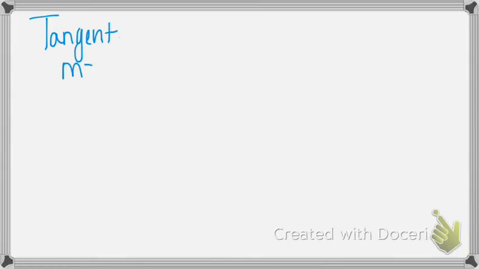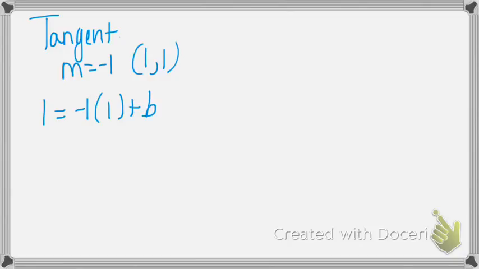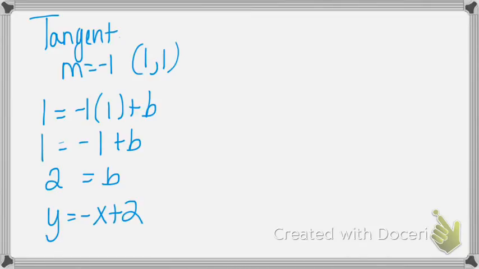I already know that m is negative 1, and I'm using the point (1, 1). So I do y equals mx plus b, solve, add 1 to both sides. So y equals negative x plus 2.